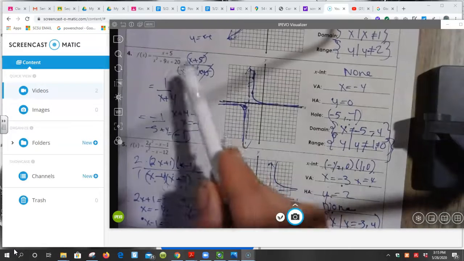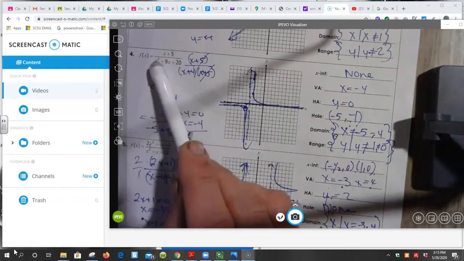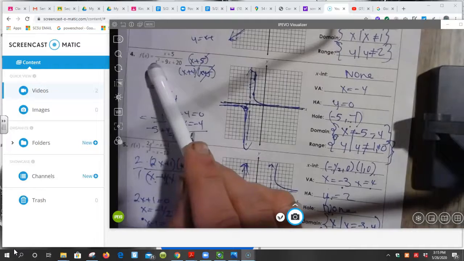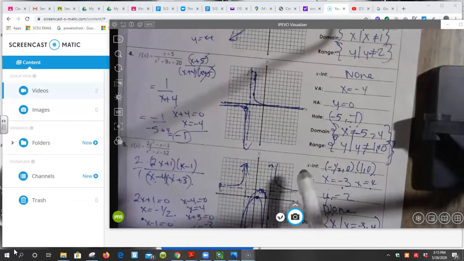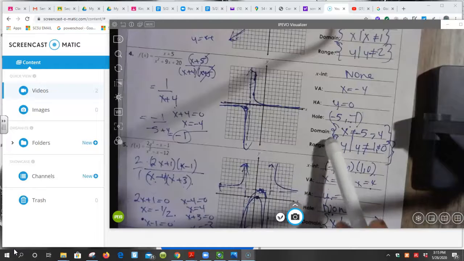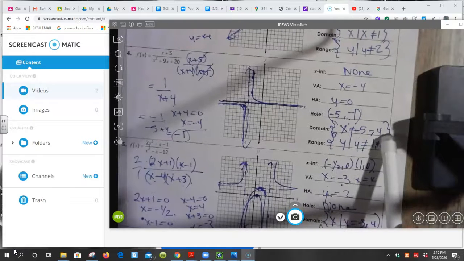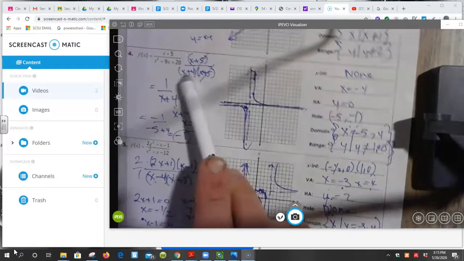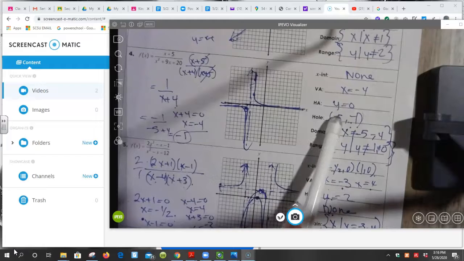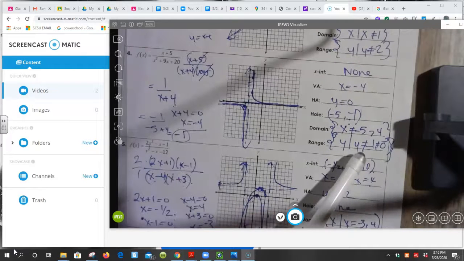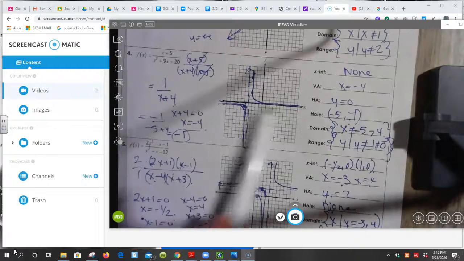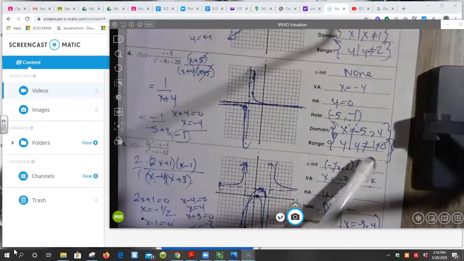Vertical asymptote: negative 4 makes the denominator equal 0. Horizontal asymptote: the denominator has a greater degree, so therefore this goes to 0. y equals 0, that's the x-axis. Okay, that divides the graph. And the domain: x could be anything but negative 5 or negative 4, because the hole is at negative 5 and negative 4 makes the denominator equal 0. y cannot be negative 1 or 0.